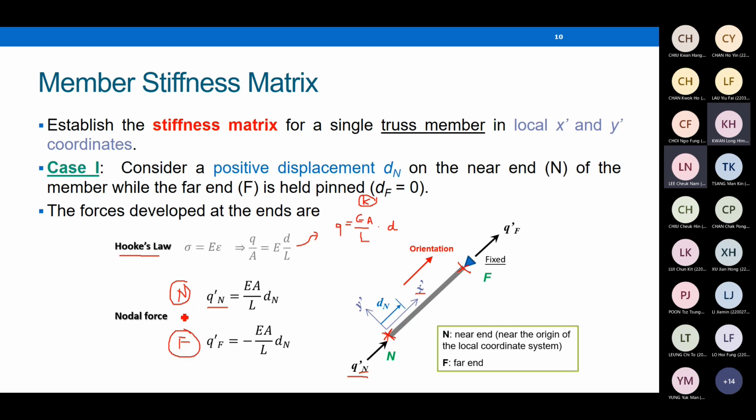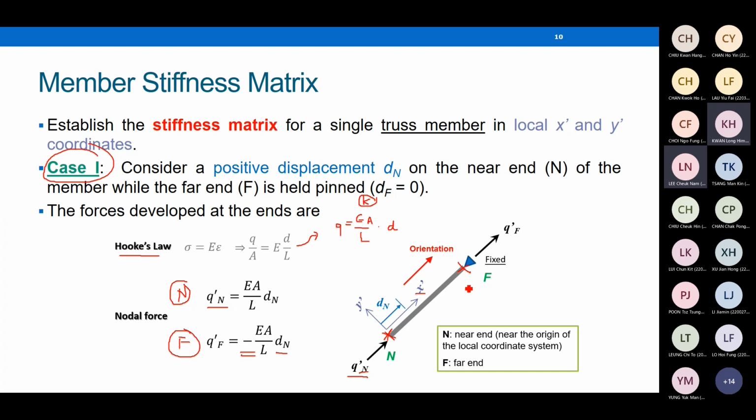You get a similar equation, but firstly, you can see that the displacement is due to dN, right? Because we are talking about case one. Case one, we just consider dN, no dF, okay? And second, you can see a negative sign at the beginning.